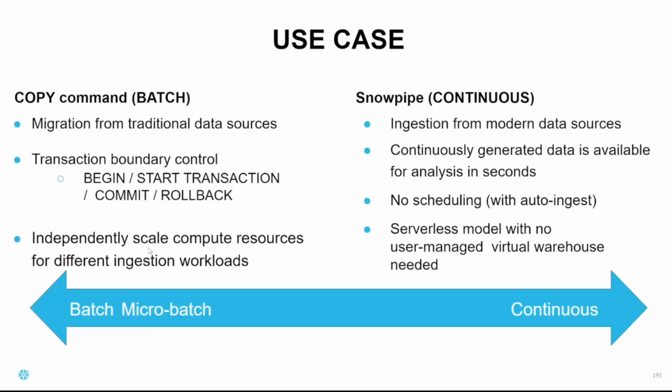If you have too many files, you can use a larger warehouse. If you have small files, you can use a small warehouse. But Snowpipe also gives you a serverless model where you don't have to specify the virtual warehouse. Snowflake will automatically take care of that based on the load which is currently running as part of the Snowpipe. So this is how you can differentiate and use copy command and Snowpipe based on your use case.